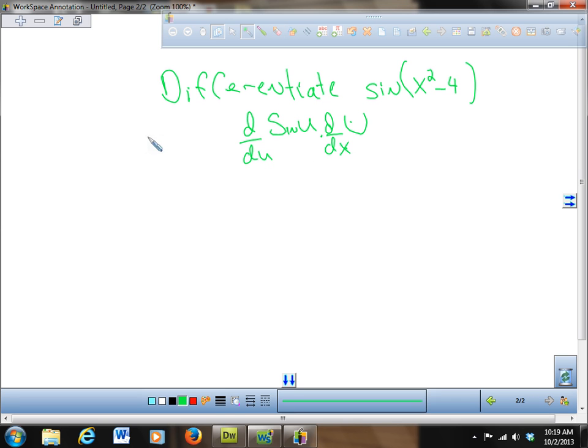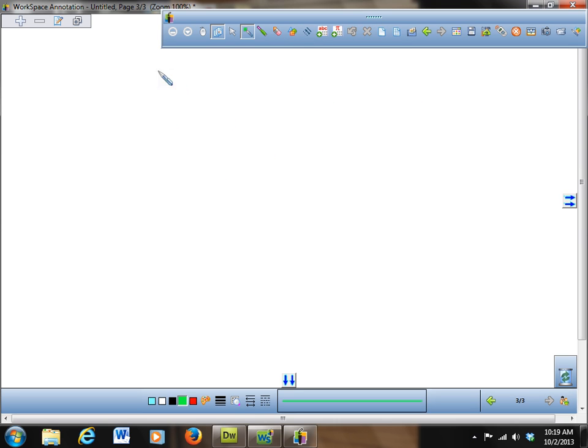I'm going to write down a more formal definition, but what you end up getting, dy/dx in this case, would be equal to the derivative of sine of u times the derivative of this thing, which is the inside function. I'll show you how to do that in a minute. Let's start with a simpler one, like they do in the book.